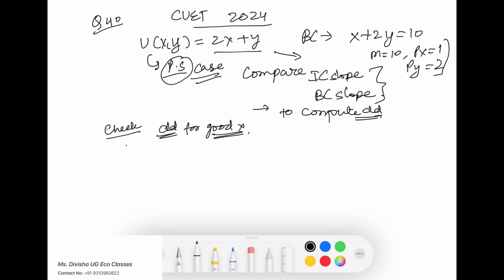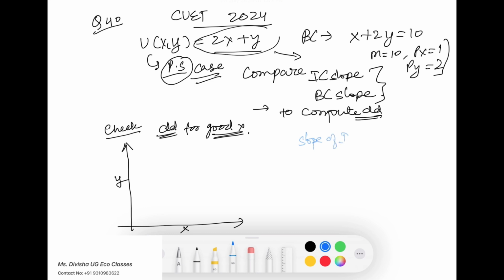Now if you plot the IC and the budget constraint, always check the slope. So let's write the slope of IC. What will it be? It is simply minus 2. If you compute dy by dx, it comes out to be minus 2. The minus sign indicates it's a downward sloping curve with a constant slope. And the slope of the budget constraint will be equal to px by py, which is simply minus 1 by 2.